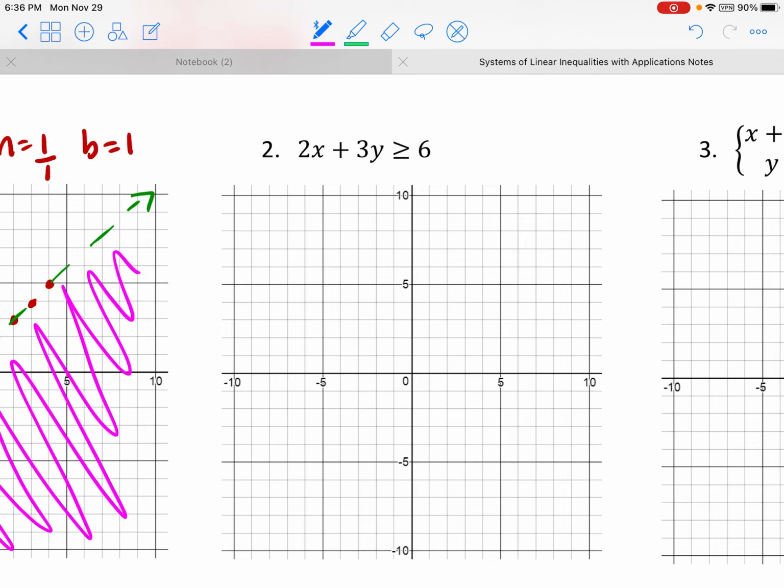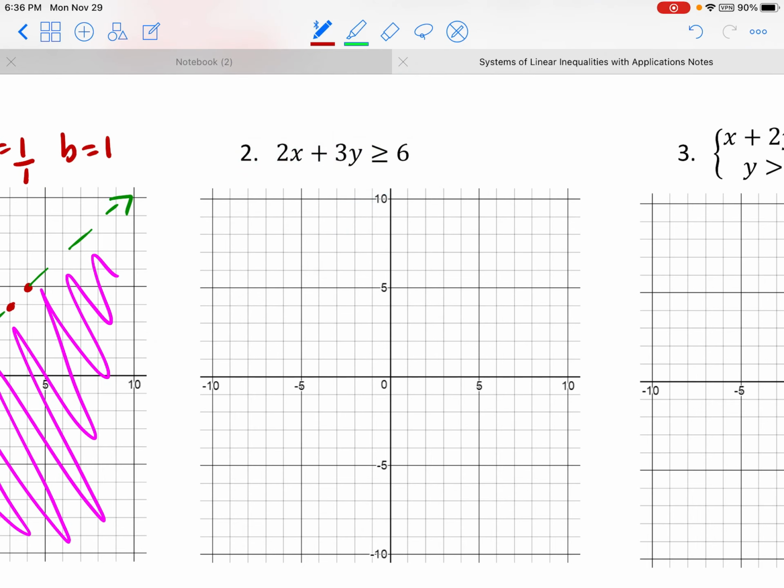Okay, so let's try that again here. Now this one's in standard form. I would probably find intercepts, being that it's in standard form. So if I put a 0 in for x, then this part would go away. And all I'd have to do is divide by 3 to see that the y value that corresponds would have to be 2. And if I put a 0 in for y, then this term would go away. And then I would divide by 2 to see that the corresponding x value is going to be 3.